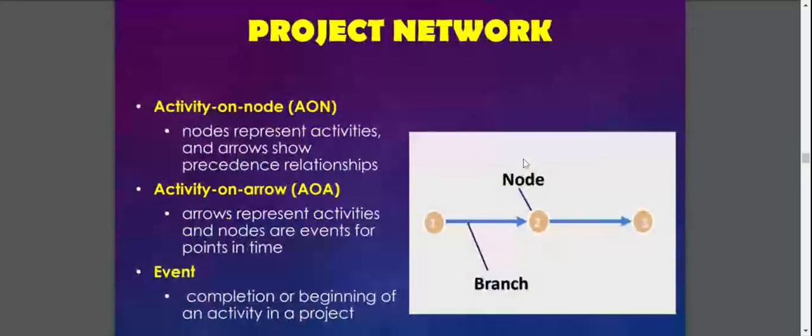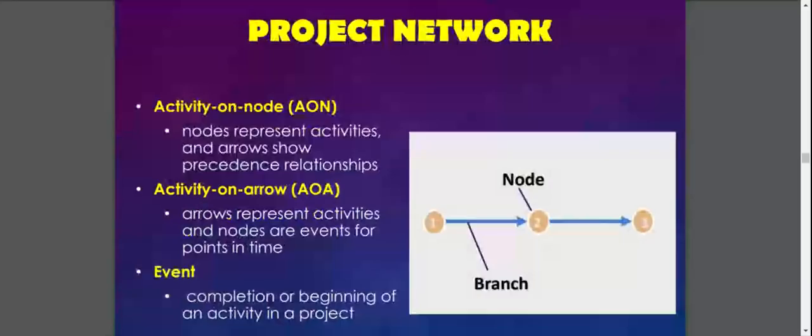Okay, then we go to the project network, which is the one that I will teach you on how to do the CPM based on the AOA. So in project network, it has two types, which are AON, activity on node, and AOA, activity on arrow. So the one that we're going to learn is activity on arrow.